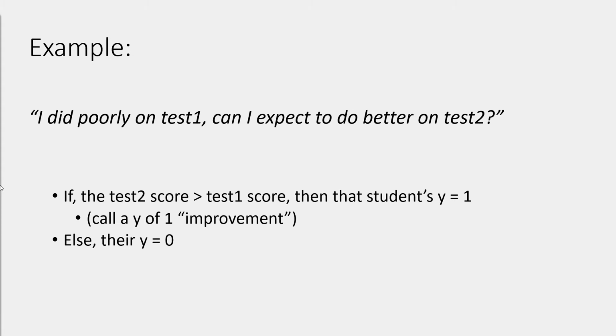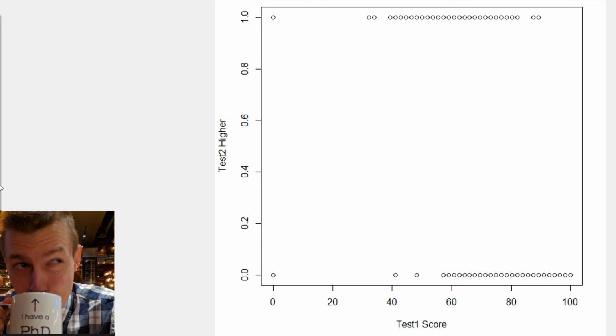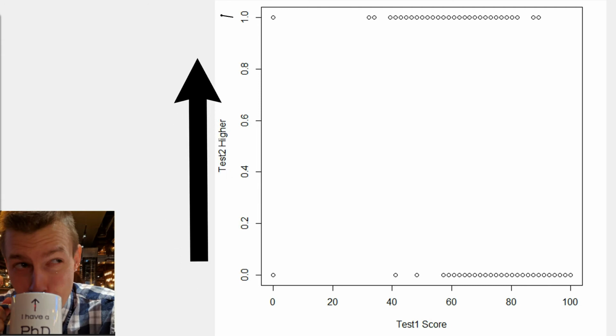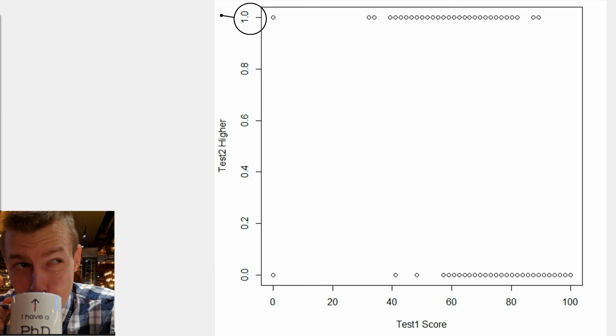In other words, I computed a categorical outcome variable to indicate improvement, and I called it improve. We will answer her question in terms of the probability of her improving given her test 1 score. That is, we will predict the categorical variable improvement, which is 1 where a student's test 2 score is higher than their test 1 score, from test 1 scores. The dependent variable is improvement and the independent variable is test 1 score.